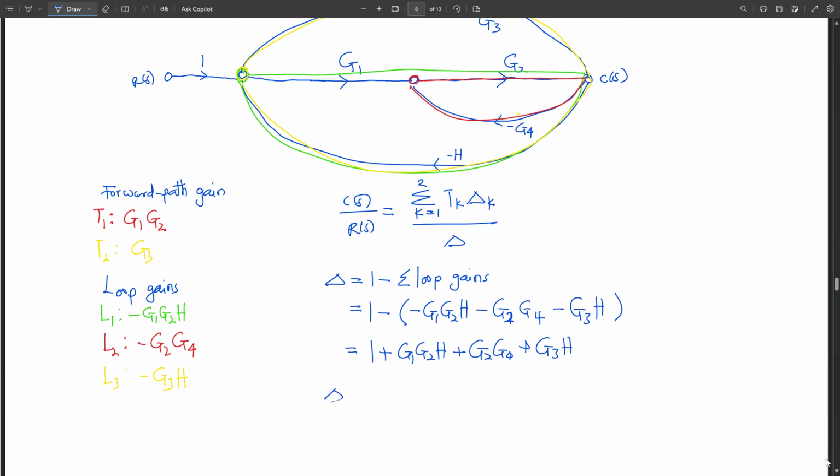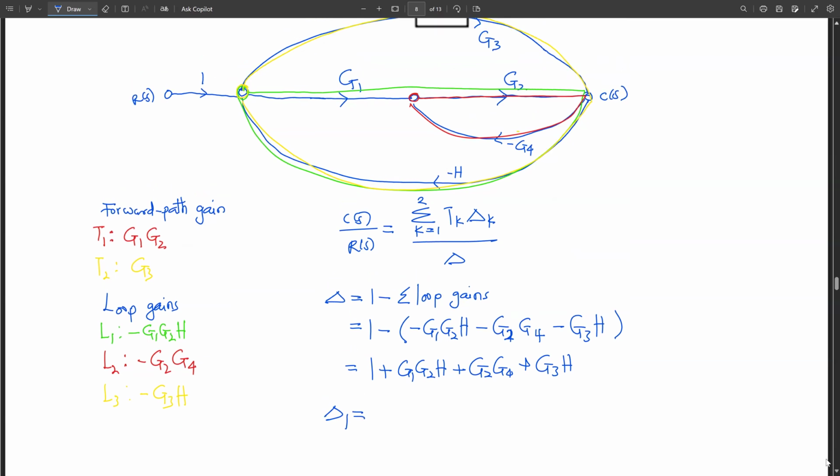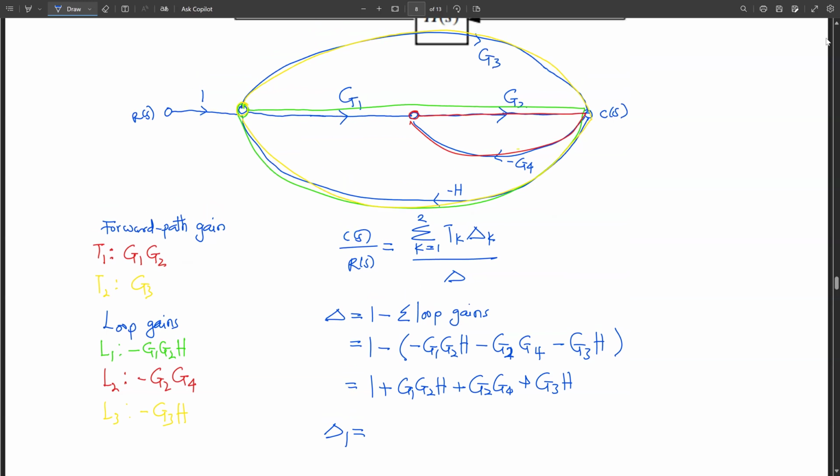So the delta sub 1 is simply we take note of our first forward path, and then we find any loop that has a common node with our first forward path. And if we do find one, we take them out of this expression here. Okay, so our first forward path is from here to here. And as you can see, every loop is touching that one. Every loop has a common node with our first forward path. So everything here goes to 0, and what we are left with is 1. Okay, I hope it's clear.